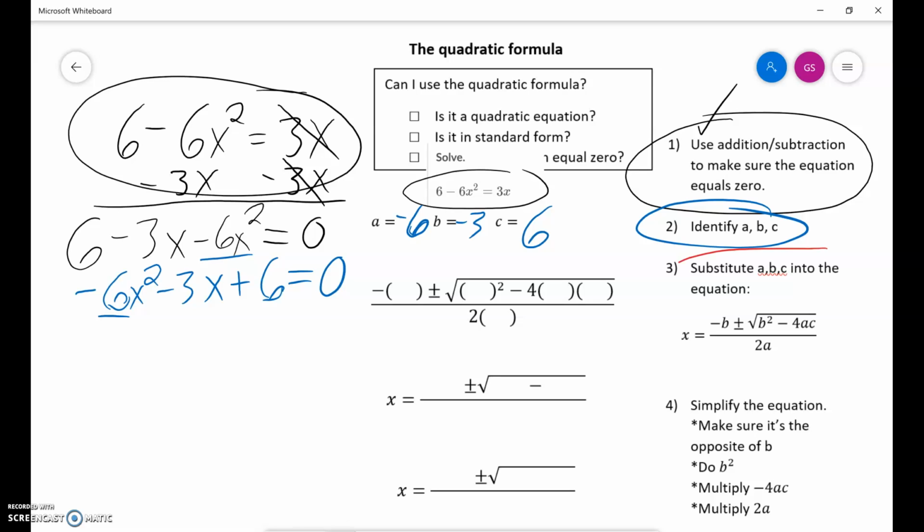Now, I want you to go ahead and substitute those values into the equation and pause the video while you're doing that. And then when you're done, press play again to see if you did it right.